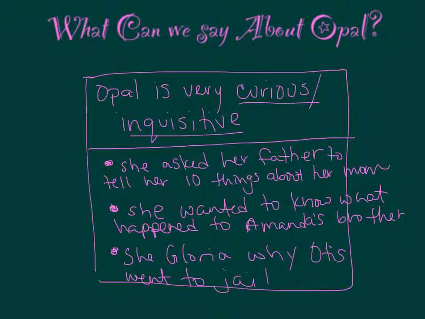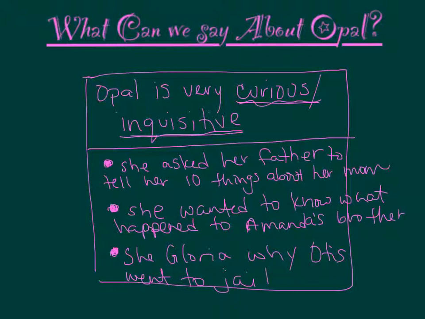As you can see, to pull a really deep theory about a character, we need to support it with some evidence. And I had 3 really good pieces of evidence right here to support my theory that Opal is very curious or inquisitive. This is another way that you can take notes as you're reading your book. Let's try this now with our partners.